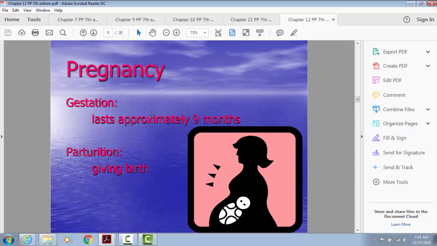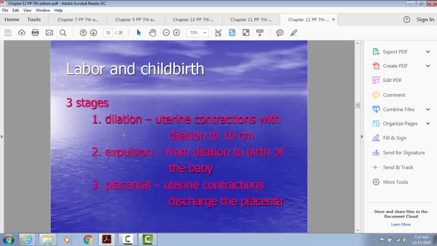Pregnancy, gestation for a human being lasts approximately 9 months, and the medical term for giving birth is parturition. Labor and childbirth, or labor and delivery. There's a good picture in your book on page 392 that shows the stages of labor, and the first stage is dilation, which is when the uterine contractions begin with dilation of the cervix to 10 centimeters.